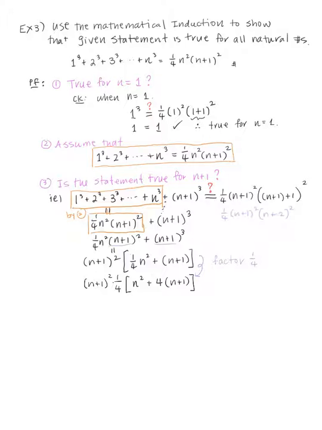Now let's keep going. So this is equivalent to 1/4 and then n plus 1 squared. I'm just rewriting it in order. Now this portion here is going to become n squared plus 4n and then plus 4, which is 1/4 n plus 1 squared, and this one is going to be n plus 2 and then n plus 2, which is n plus 2 whole quantity squared.